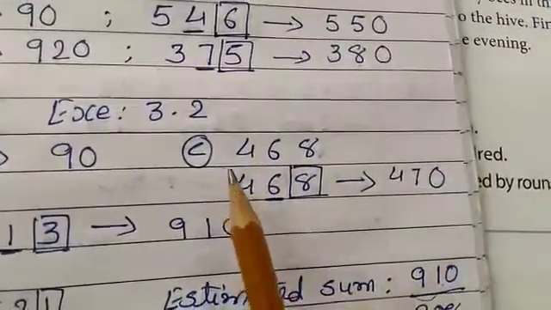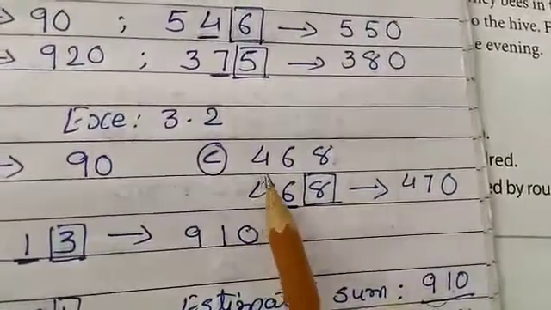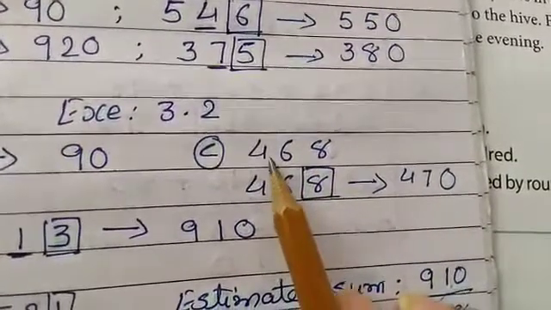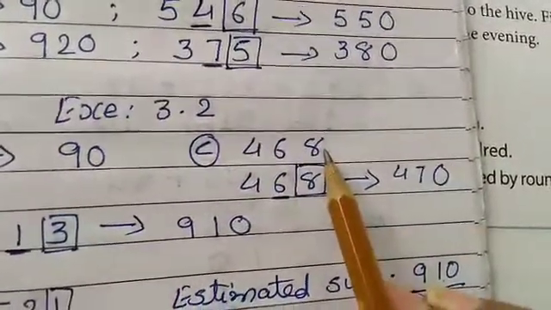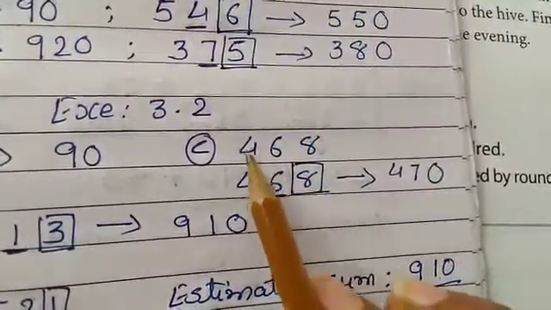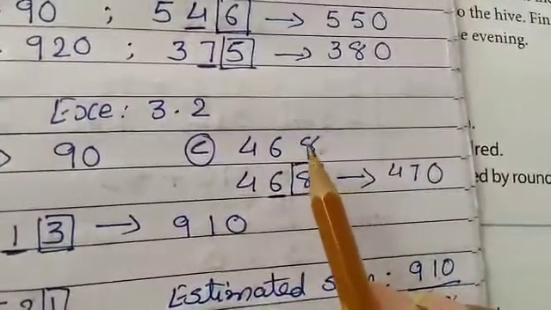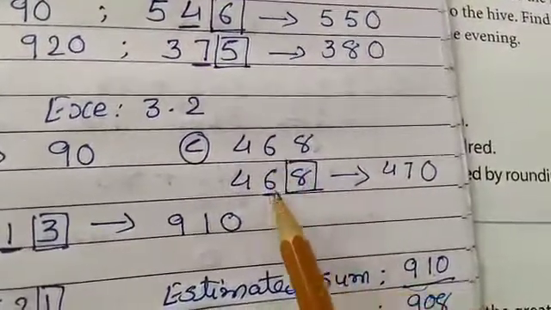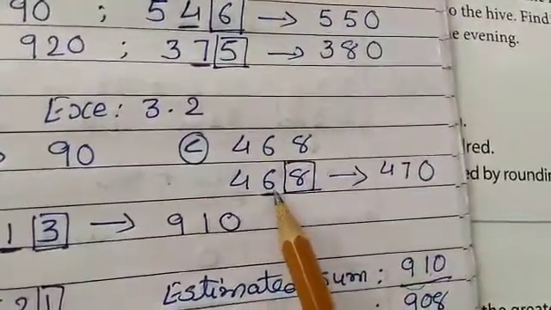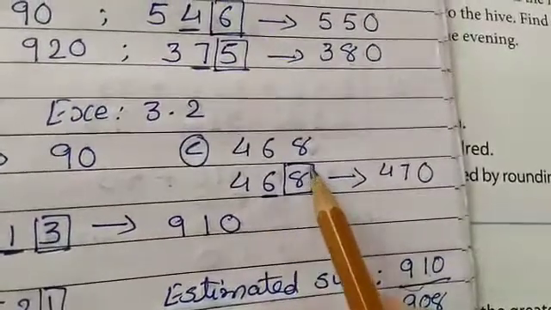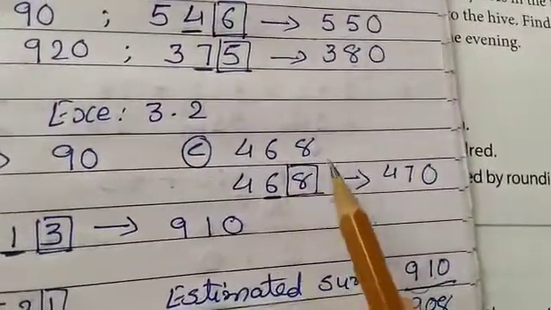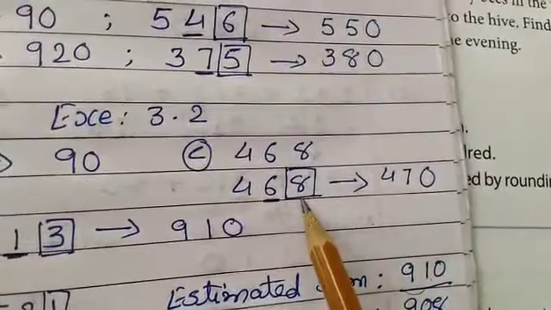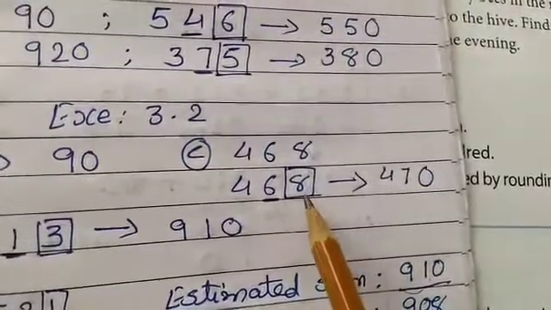Now B1 is your homework. We will do C1. Here 468. Dear students, here you are given a 3-digit number, but we have to round off to the nearest 10 only. So the digit in the tens place you will underline. You will observe the ones place. Here the ones place digit is 8, means more than 5.